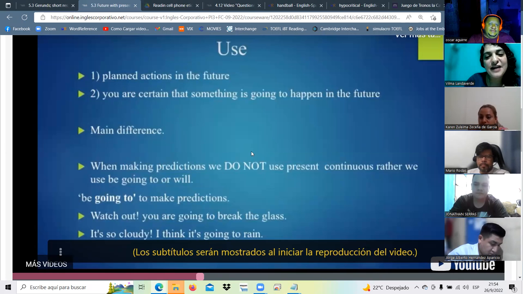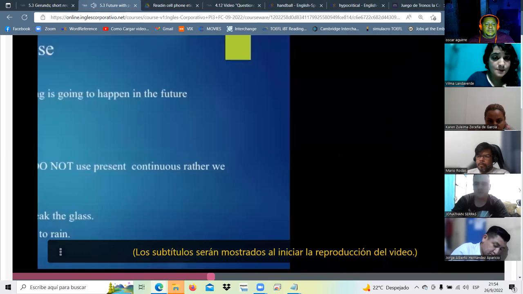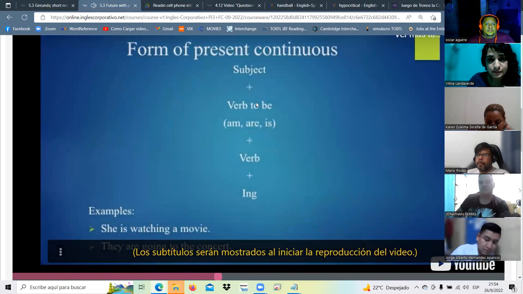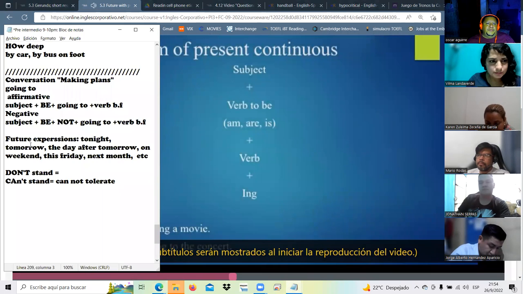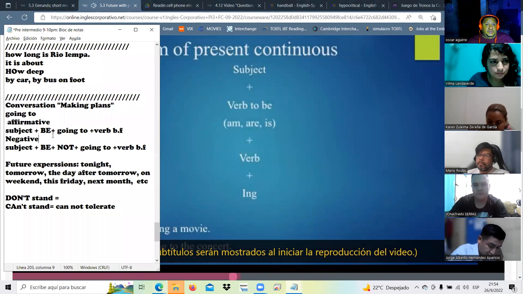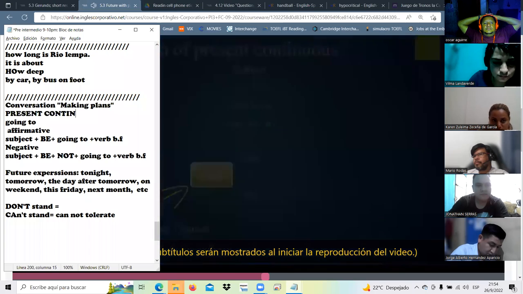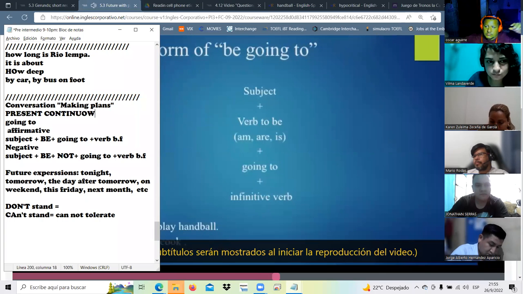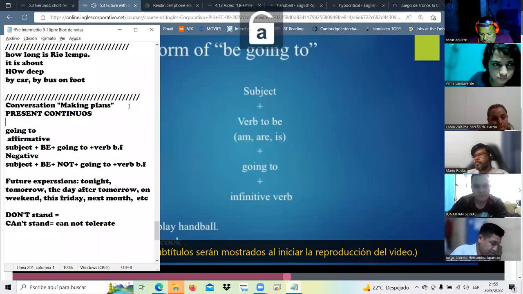You're going to break the glass. It's so cloudy. I think it's going to rain. Now let's go over the form of present continuous. Subject plus verb to be, are, is plus verb plus ing. Examples: She's watching a movie. They're going to the concert. These are the steps to follow when making an affirmative statement. And if the statement is negative, we add the word not between be and the verb plus ing. This is the form when using be going to. Subject plus verb to be, are, is plus going to plus infinitive verb. Examples: I am going to play handball.